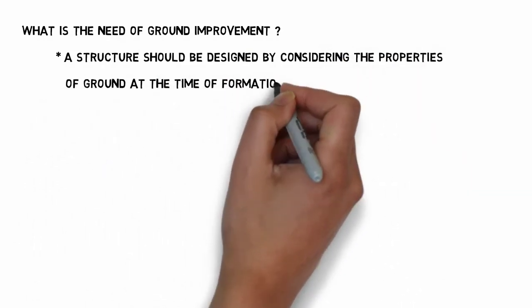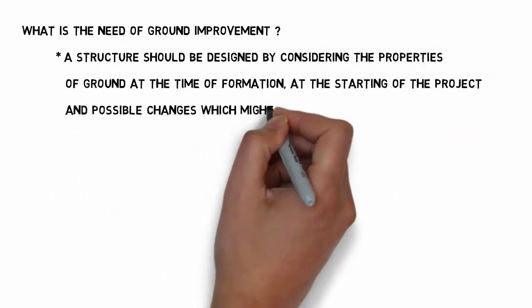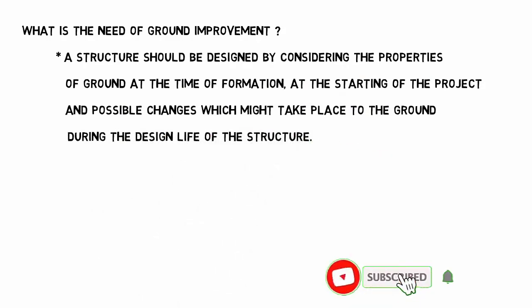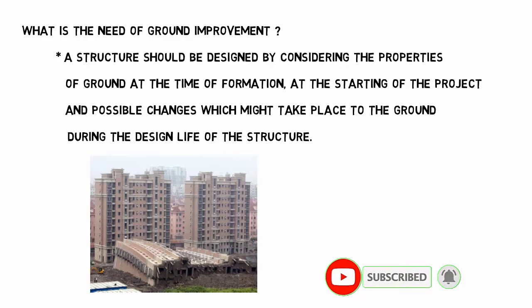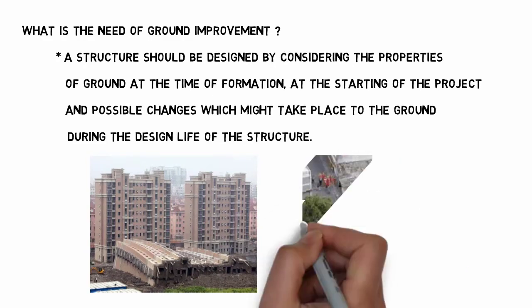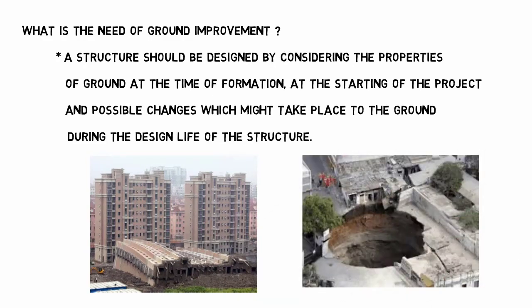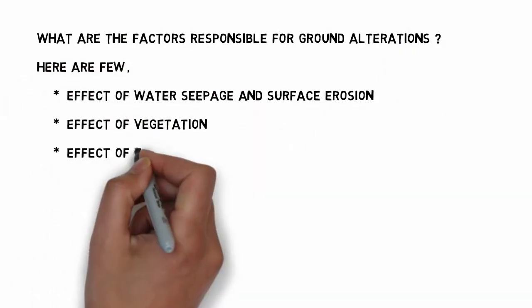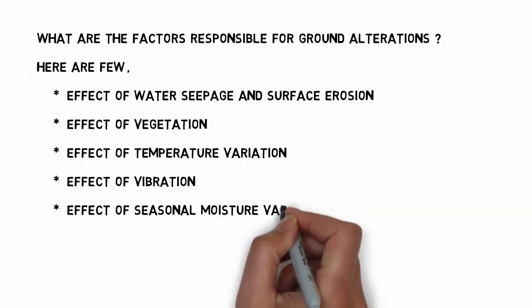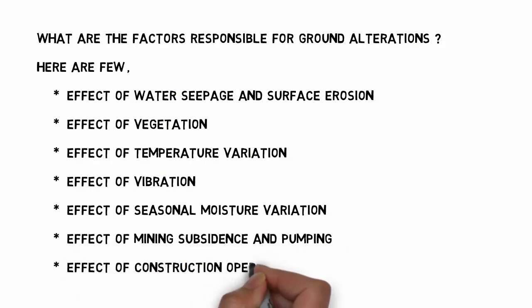A structure should be designed by considering the properties of ground at the time of formation, at the starting of the project, and possible changes that might take place to the ground during the design life of the structure. The following images show the failures of ground. What are the factors responsible for ground alterations? Here are a few: effect of water seepage and surface erosion, vegetation, temperature variation, vibration, construction operation and etc.